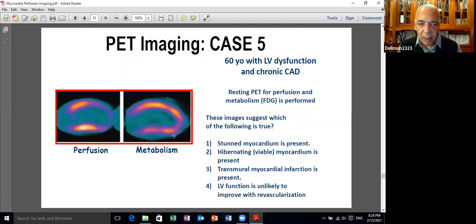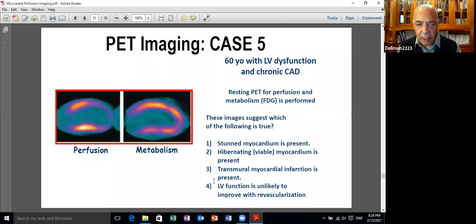Now look at that and try to answer these questions. We'll go through them with you. These images suggest which of the following: Is that a stunned myocardium, or is this a hibernating myocardium, or it shows a transmural myocardial infarction, or the left ventricle is unlikely to improve with revascularization.